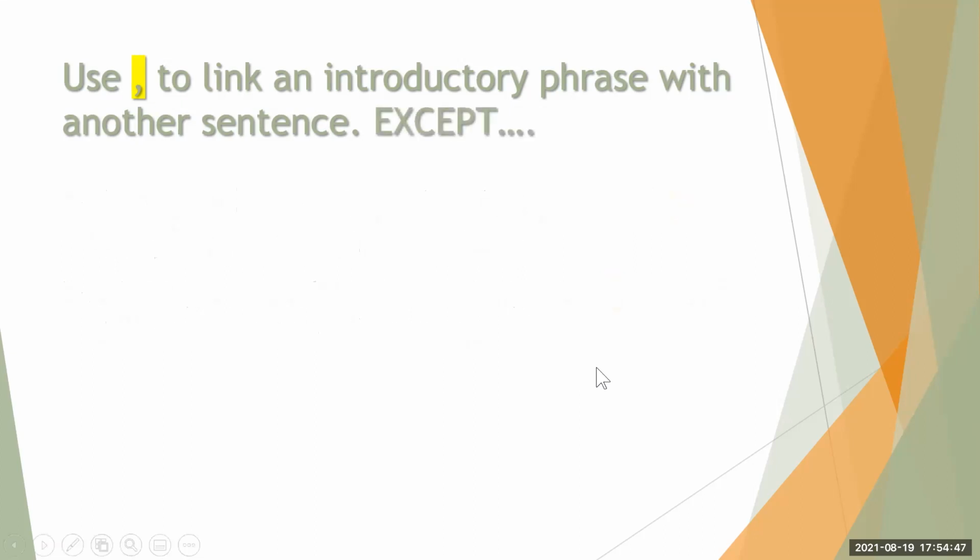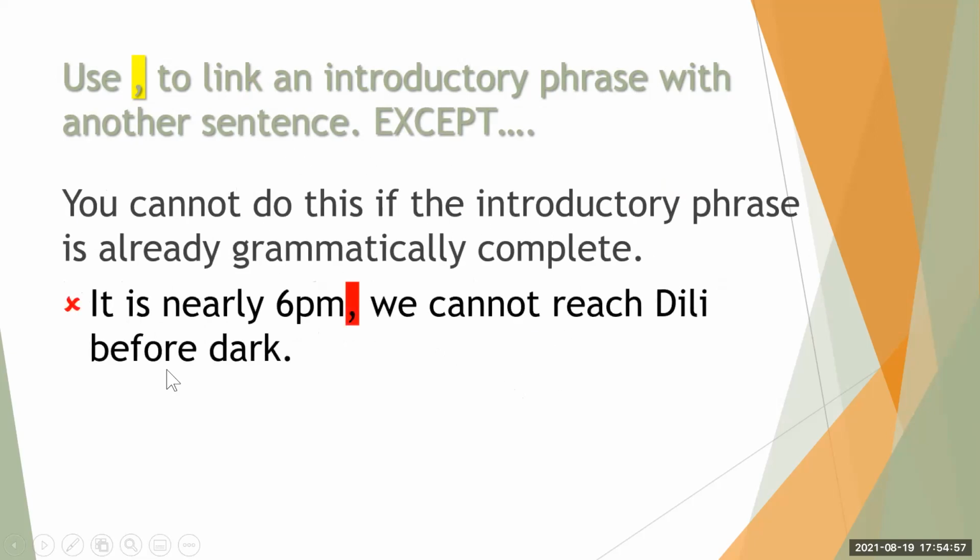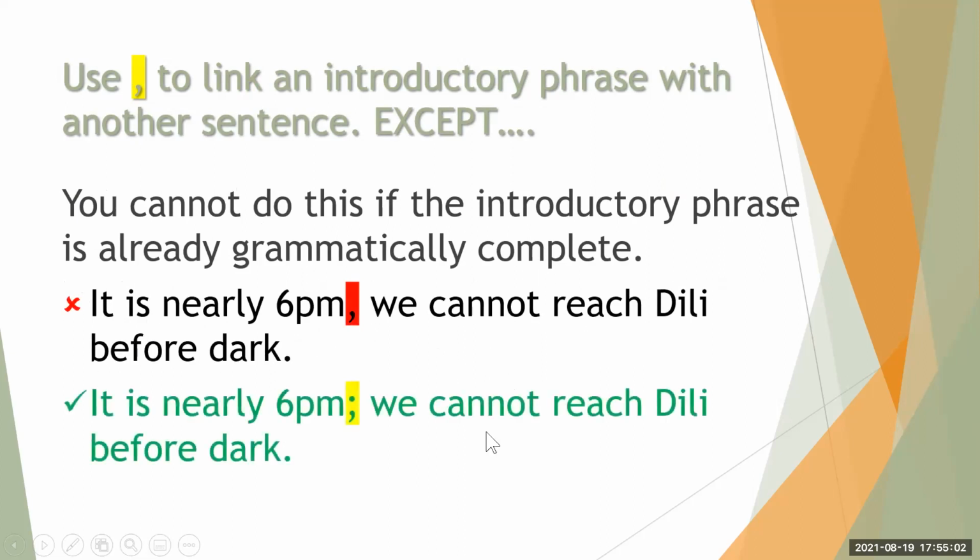Exceptions. When do you not use a comma to link a phrase or a sentence with another sentence? You can't do this if the first phrase is already grammatically complete. For example, this is wrong. It is nearly 6 p.m., comma, we cannot reach Delhi before dark. In this case, you want to use a semicolon, not a comma, sorry. So a semicolon is a dot and then a comma. You don't use just a comma. It is nearly 6 p.m., semicolon, we cannot reach Delhi before dark.